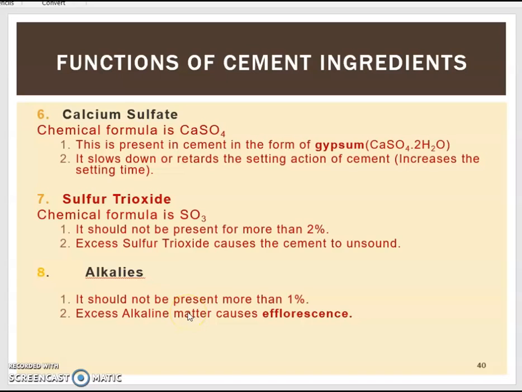And the last one is alkalis. These should not be present more than 1% because they can cause efflorescence. But usually these alkalis fly off when the cement gets heated in the process of manufacturing. But they should not be more than 1%.